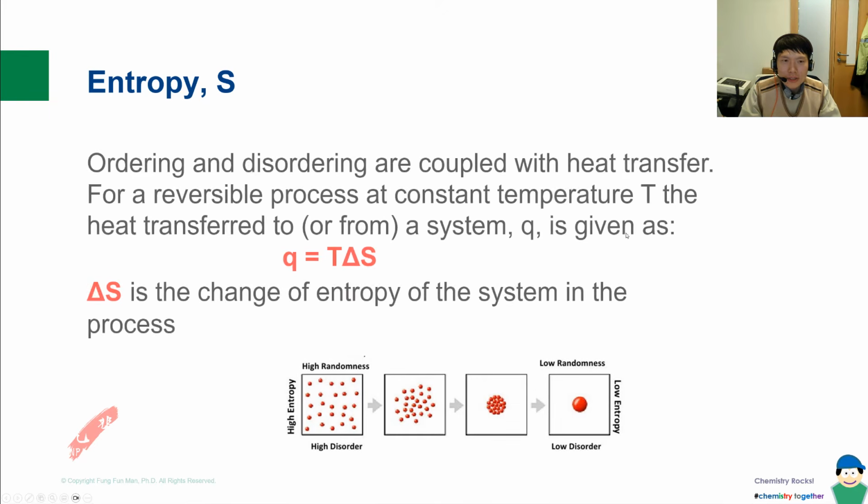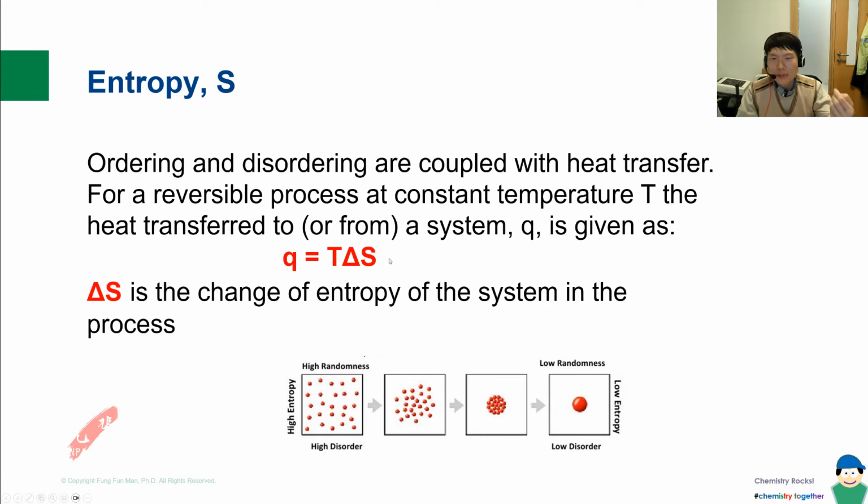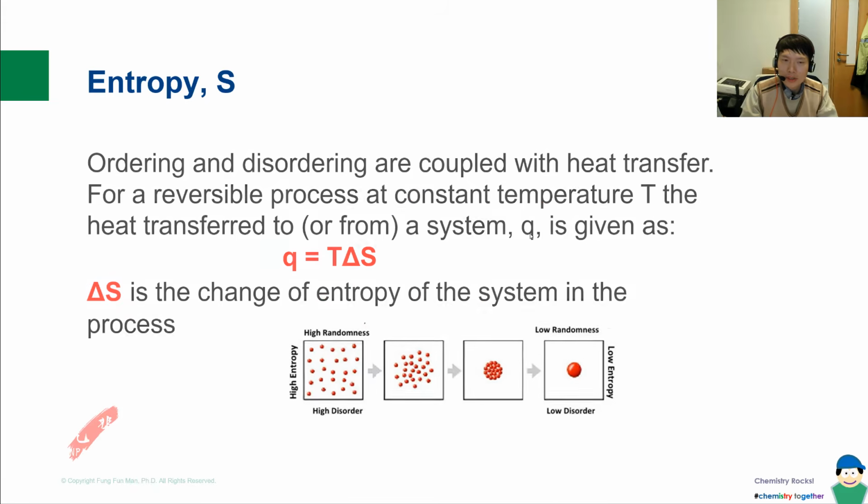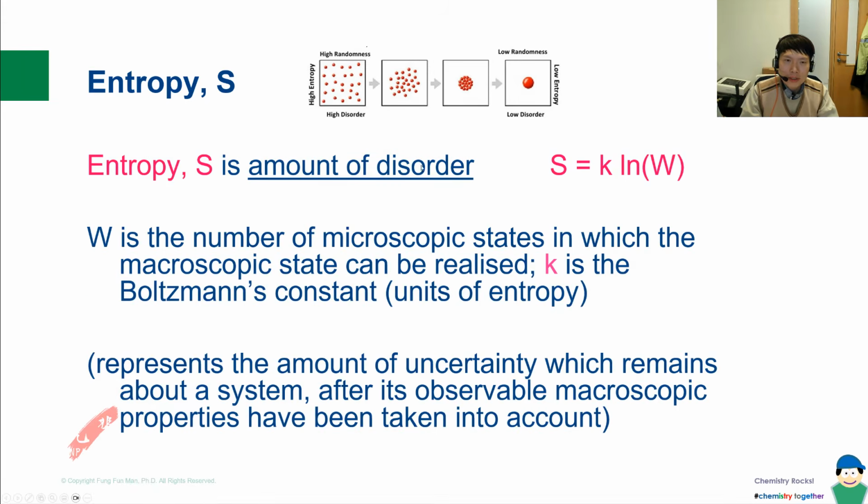So now let's define, what is Q? The heat transfer to or from the system is given by T delta S here. T in Kelvin, remember. Same thing you have seen here. k is Boltzmann's constant, not new to you. W is the number of microscopic states in which the macroscopic state can be realized.